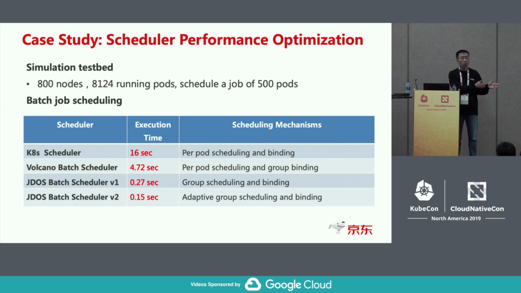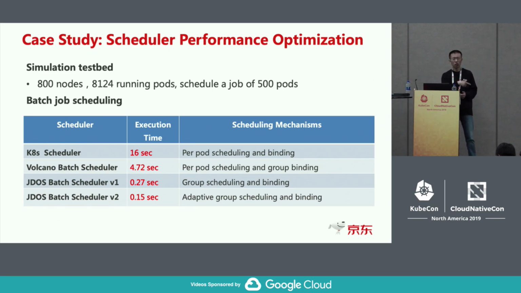But the existing Kubernetes scheduler, if you are familiar with it, conducts scheduling pod by pod. So we found the throughput and latency are not acceptable if we want to support this kind of high throughput workload compared to traditional services. So we did some optimization for it. If you're interested, we can talk.